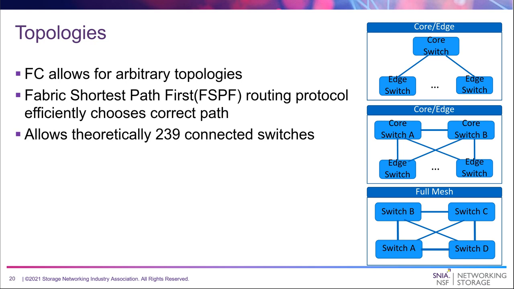But pretty typical topologies can be a core edge, similar to a spine leaf architecture that you might think about in Ethernet, or a core edge where you've got multiple cores, right, or full mesh where all the switches are interconnected to each other. So full mesh topologies tend to be a little bit smaller in their environments, just because customers tend to go more to the spine leaf or core edge scenarios. That's a pretty common thing.